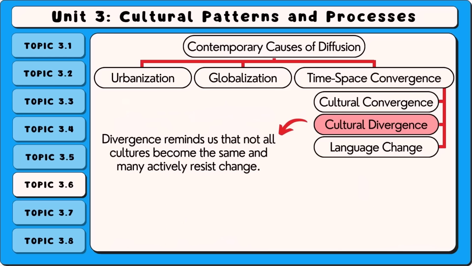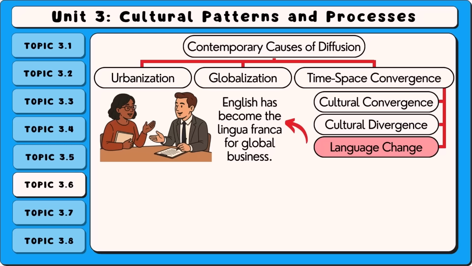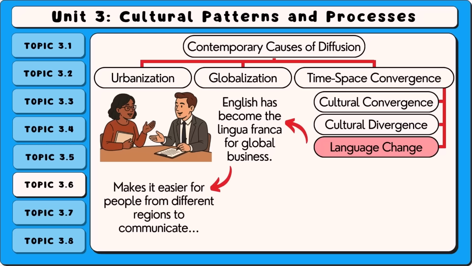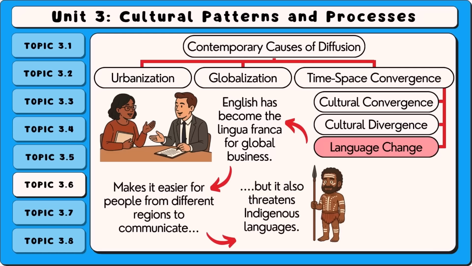Divergence reminds us that not all cultures become the same. Many actively resist change. Language change is a major area where time-space convergence has both united and divided people. For example, as we discussed earlier, English has become the lingua franca for global business. This makes it easier for people from different regions to communicate, but it also threatens indigenous languages, which may be spoken by fewer people. As a result, many languages are at risk of disappearing entirely, and efforts are being made to document and preserve them.